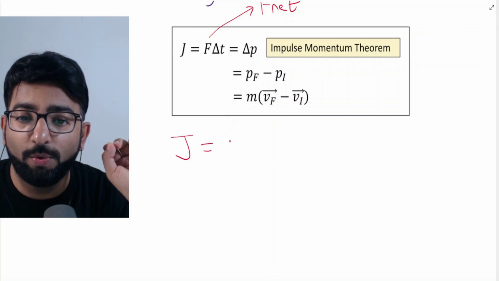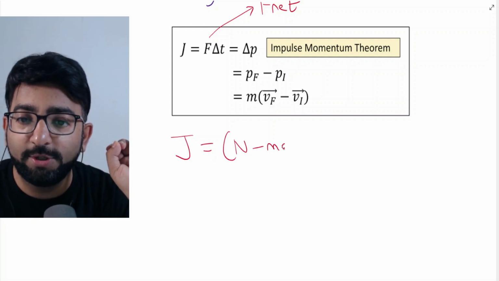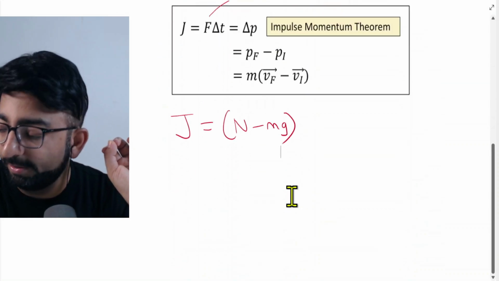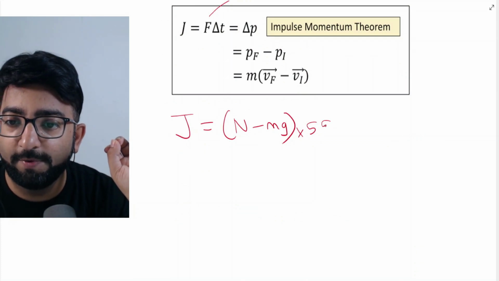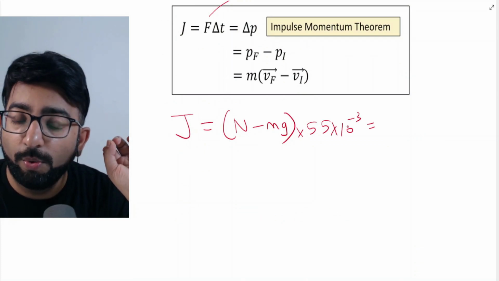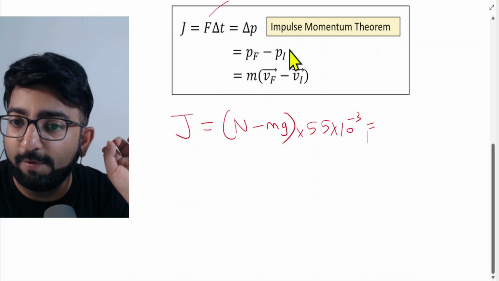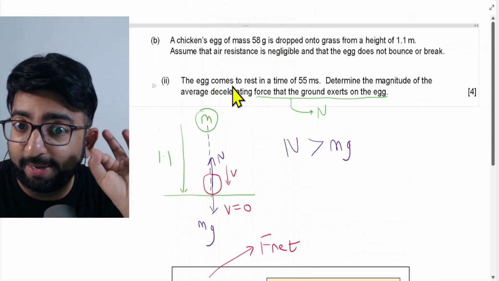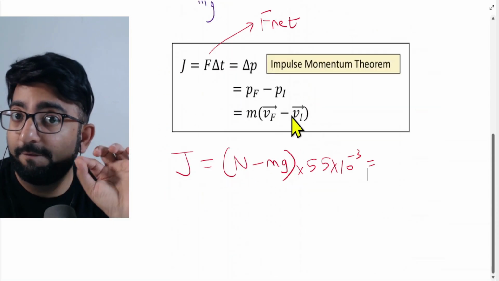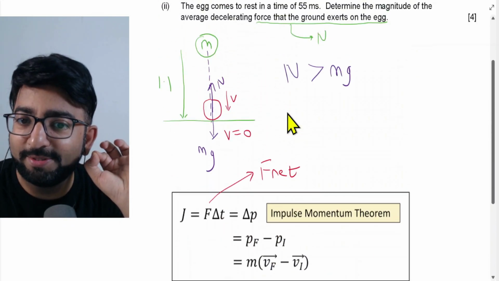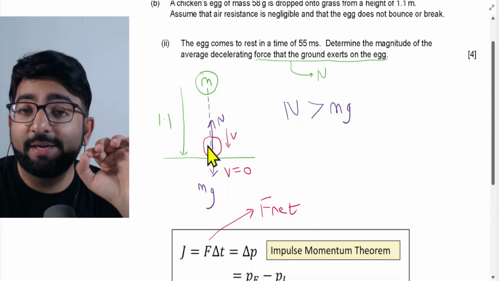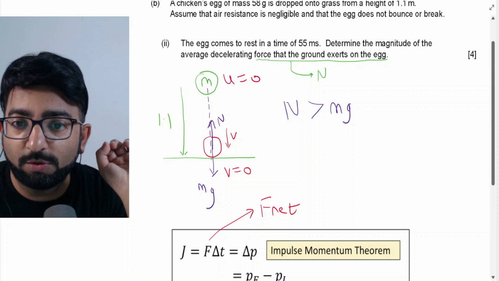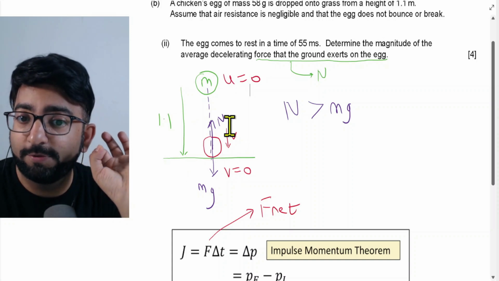So let's write down, J will be equal to N minus mg, which is the net force, multiplied by time. The time of contact is 55 milliseconds, which is given. So let's write down 55 into 10 to the power minus 3, which will be equal to m into final velocity minus initial velocity. Final velocity of the egg is 0 because the egg has come to rest. And v initial, we need to figure out. What is the initial velocity in this case? It is the velocity of the egg just before it hits the ground. So initially, the velocity was 0 at the top, and just before hitting the ground, its velocity is v.